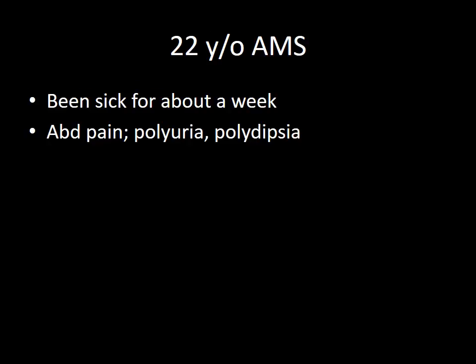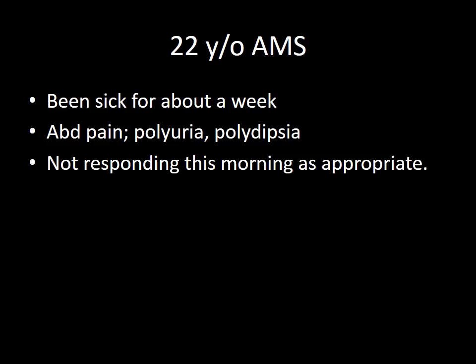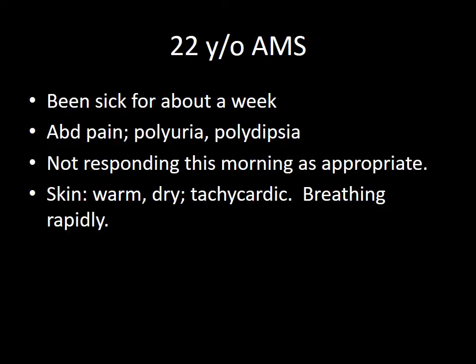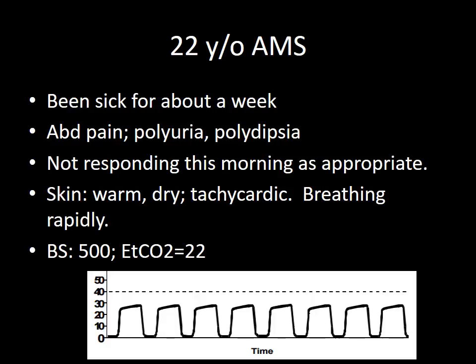Okay, in this scenario, you have a 22-year-old with altered mental status. Been sick for about a week. She's got abdominal pain, polyuria, polydipsia, so that is urinating a lot, drinking a lot, very thirsty. This morning, she's just not responding appropriately. Skin is warm and dry, tachycardic, and she's breathing rapidly. Blood sugar's 500, and we put her on capnography. End tidal was 22, and there is her waveform.